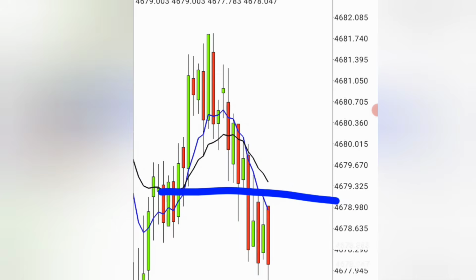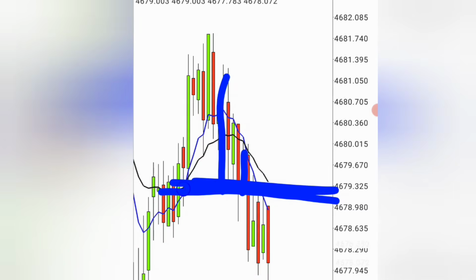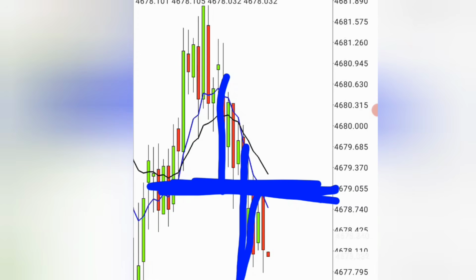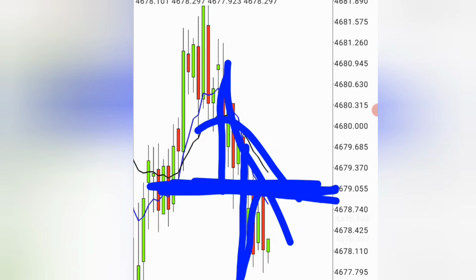If you look exactly right here, you can see gold was going down with this red candle, then the green candle came, which means we have a support level right there. Then gold pushed down, now coming back again to this level, which means this level is now acting as a resistance, and at the same time we have the blue indicator below the black indicator. This is why we entered this trade exactly right here.